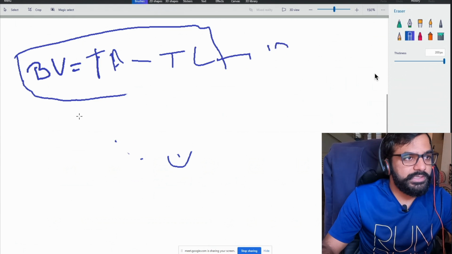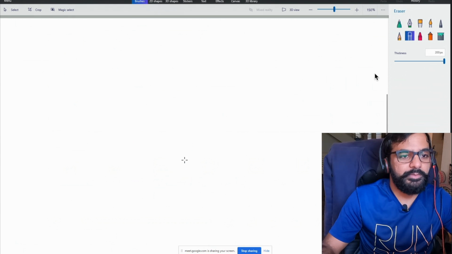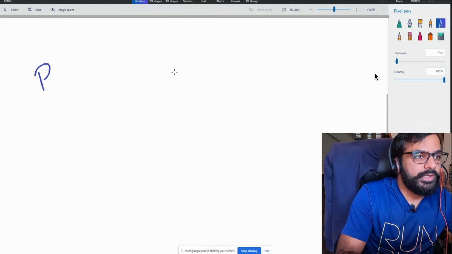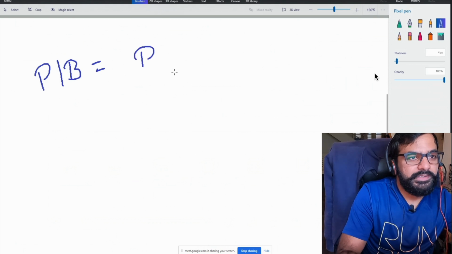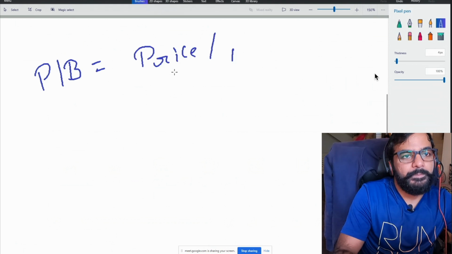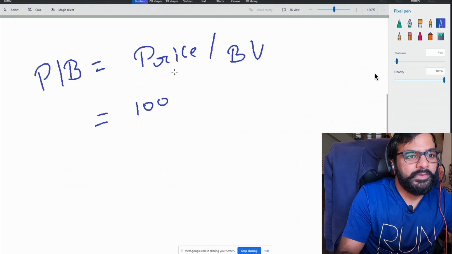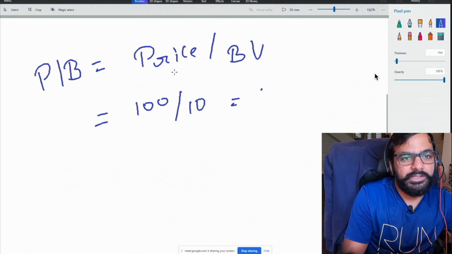Okay, a very short concept, that is the P/B ratio, similar to the PE ratio. What is P/B? If it is very easy, I think it is price divided by book value. In a nutshell, if a company's share price is 100 rupees and the book value is 10 rupees, the value we get here is 10.